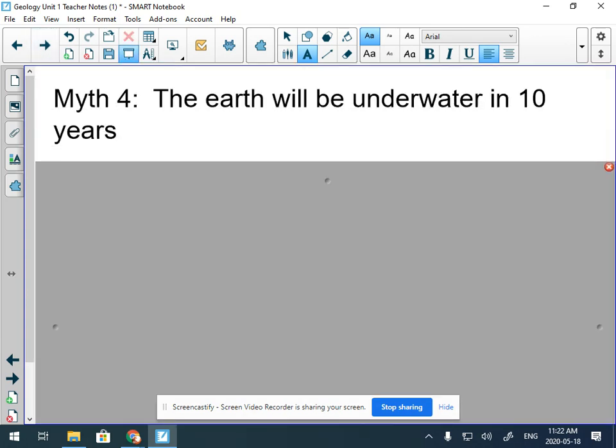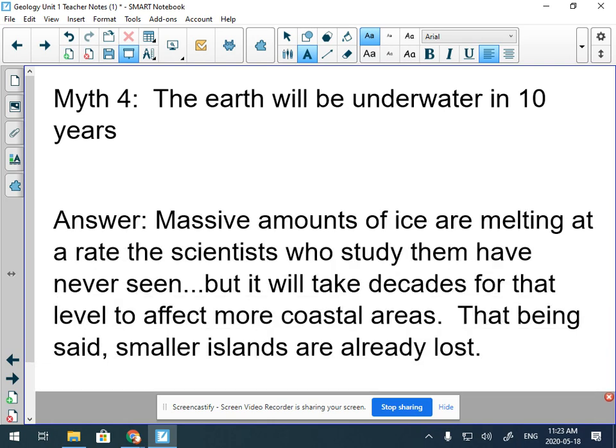Okay, here's another myth. The Earth is going to be underwater in 10 years. End of life as we know it. That's a myth. That is stupid. That is frustrating. Okay, so it's true that the ice on Greenland and Antarctica and all of the glaciers is rapidly melting. That's bad. But it's not like, in 10 years, New York is going to be completely submerged like in an apocalyptic disaster movie.